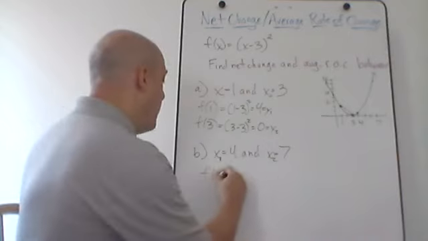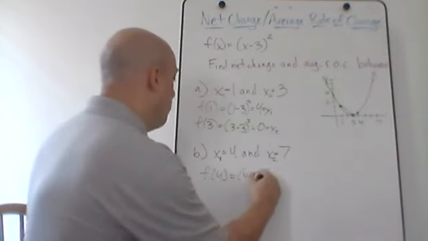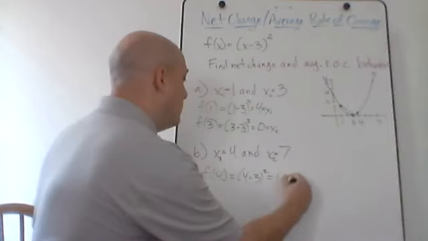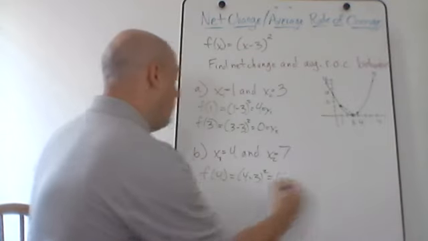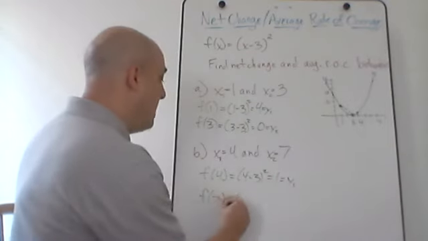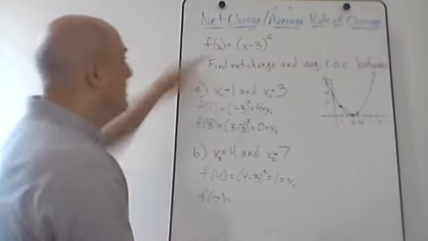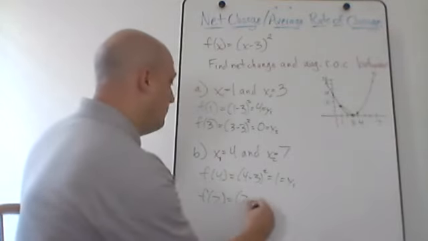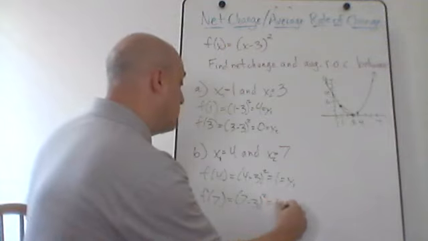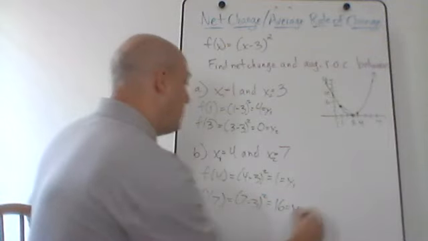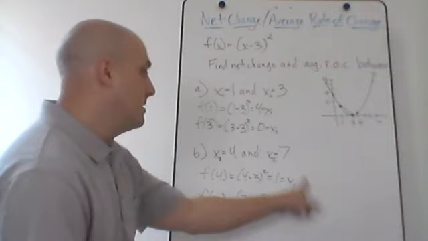So I want to find f of 4, which is going to be 4 minus 3 squared, which is 1 squared, which equals 1. That's going to be my y1 value. And then I want to find f of 7. So f of 7 is going to be 7 minus 3 squared, which is 4 squared, which equals 16. That's going to be my y2 value in this case.